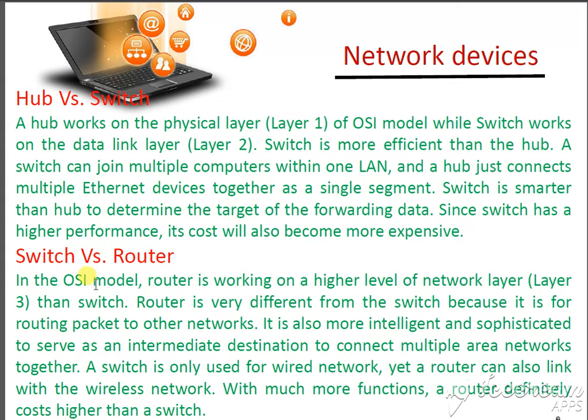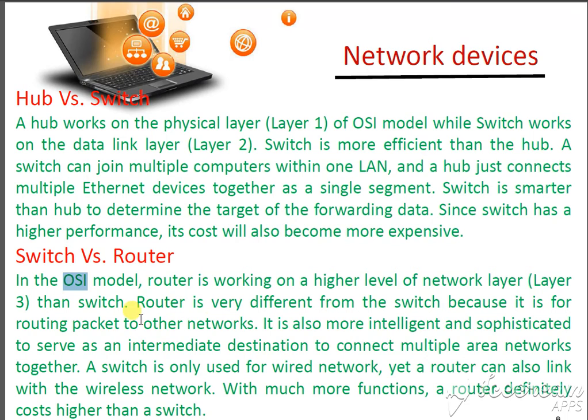In the OSI model, the full form of OSI is open system interconnection. In this model, the router works at a higher level, the network layer, that is layer 3. In the OSI model, how many layers are there? There are 6 layers. You will write what the layers are: the first layer is the physical layer, the second layer is the data link layer, and the third layer is the network layer. So there are different types of layers.